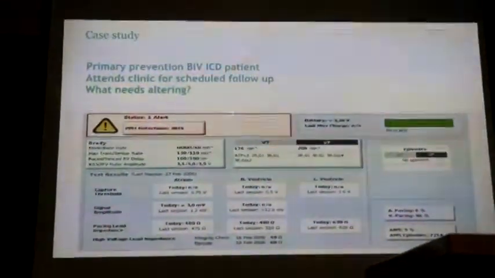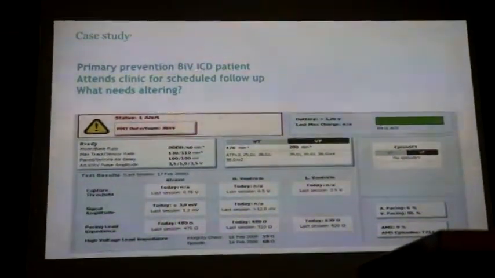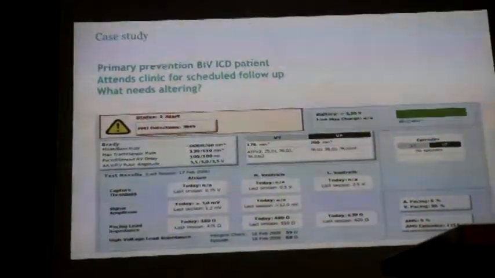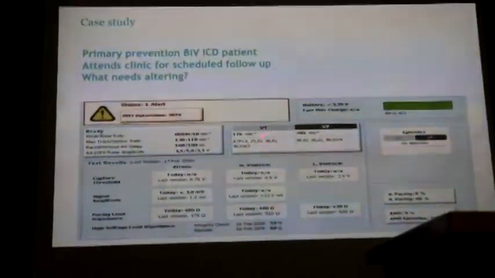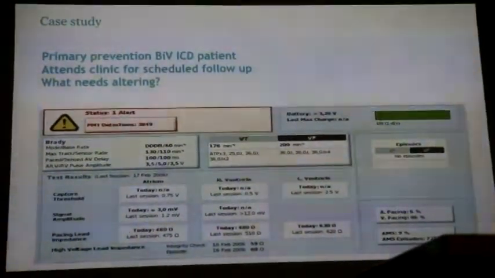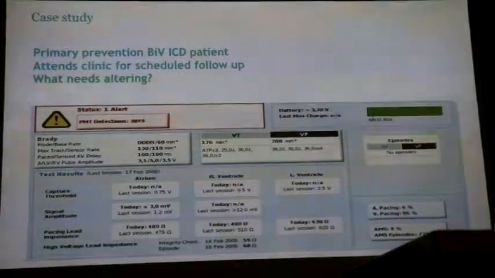Here's another case study. So this is going to be to do with sensing as well. Primary prevention ICD, it's a bi-V ICD, doesn't matter, it's an ICD. Attends clinical scheduled follow-up, and we're going to have a look and see what needs altering. So what about this device setting here? So it's 176 VT and VF zone at 200. For primary prevention? Reasonable? You might want to push this VF zone a little bit, but these are reasonable settings.